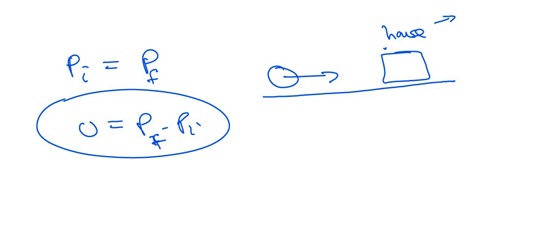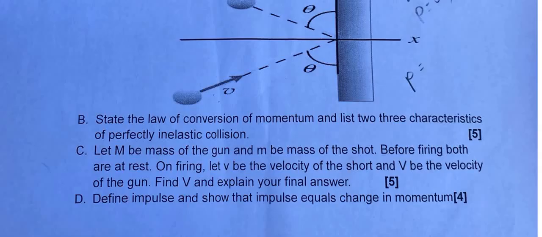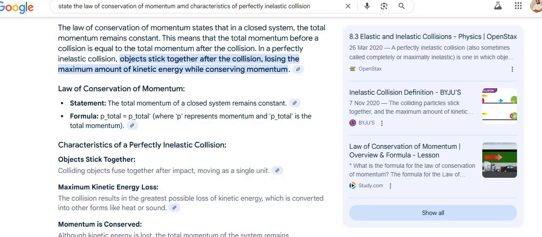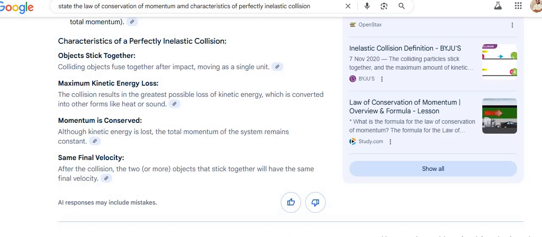That's why we say it's simply conserved. Then when we talk about the 3 characteristics of a perfectly inelastic collision, if this is actually true, there are these characteristics. This will be easy for you: the objects are going to stick together, and there's maximum kinetic energy loss.